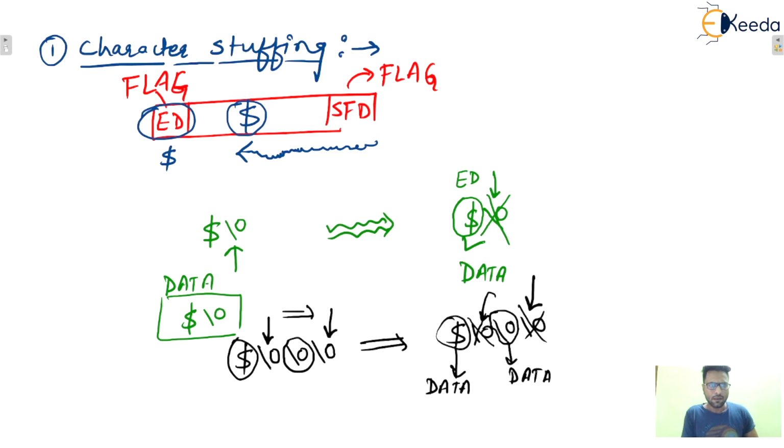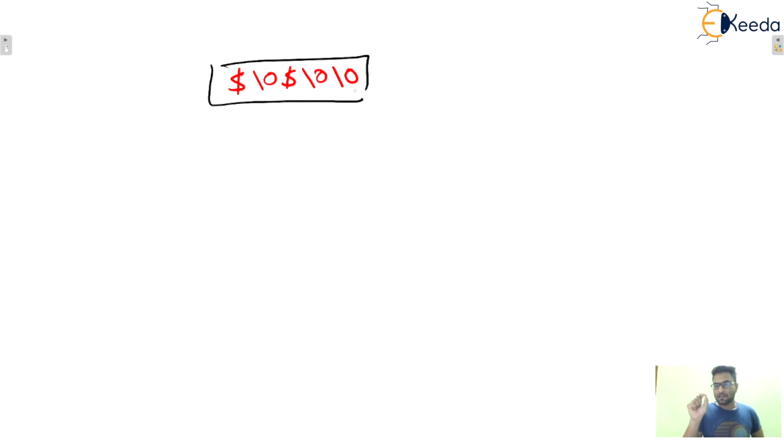Okay. Let us take one more example. Let's say data contains dollar, null character, again dollar, null character, null character. Let's say this is part of the data. Be careful. I am assuming the ED is dollar and the special character used is the null character. In the question, they may give the special characters, what the ED is or what the character to be stuffed is. Let's say this is part of the data.